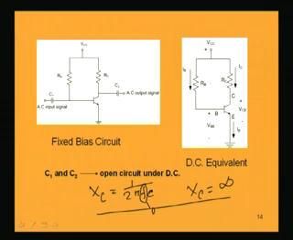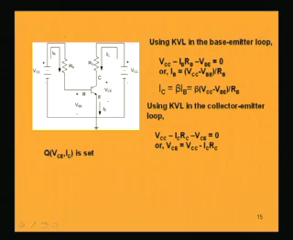So, we have to now find out the DC operating point, or Q point. We have to find out IC and VCE for this particular IB, because IB is set by this resistance RB. So, now let us simplify and redraw the circuit conventionally, just for easy understanding.